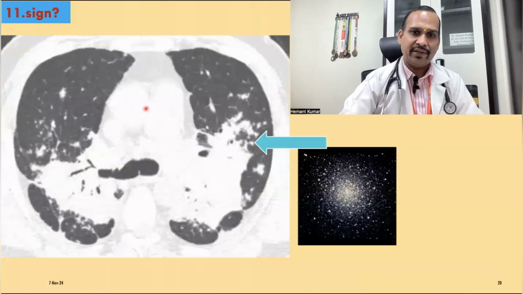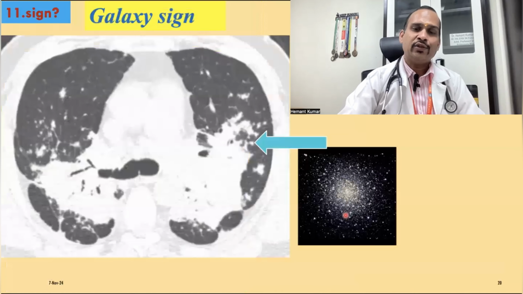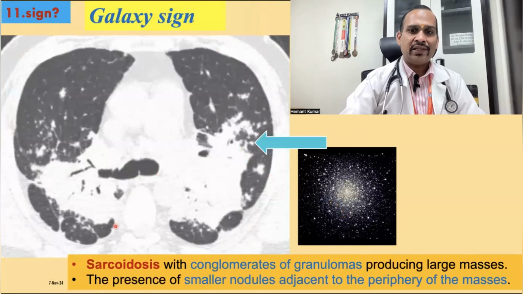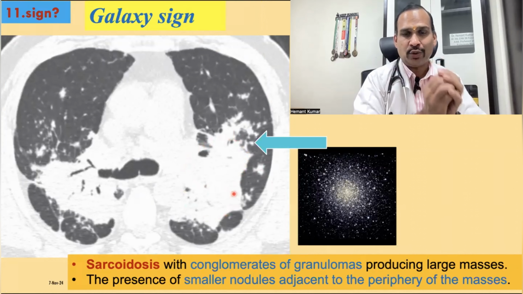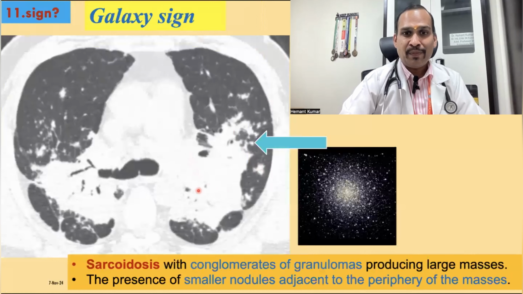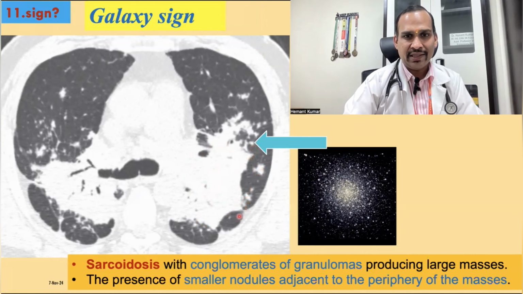Now, number 13. So what is this sign? You have a clue. This is galaxy sign. Very good. So what is galaxy sign? It is a conglomeration of granulomas. Multiple granulomas stick together and produce a mass-like structure. And surrounding it, you can see discrete granulomas, small nodules. These are nodular granulomas.